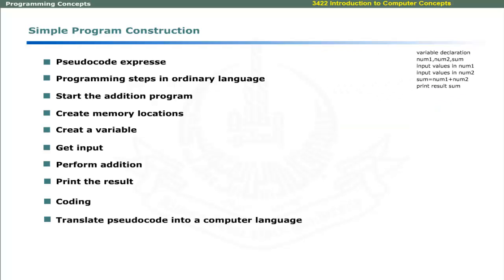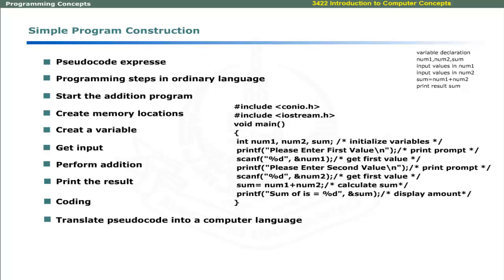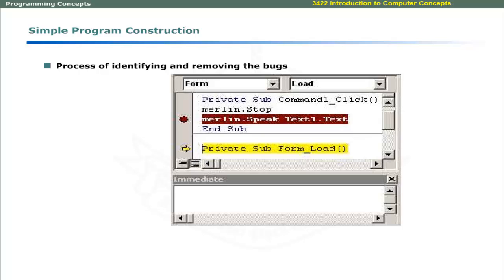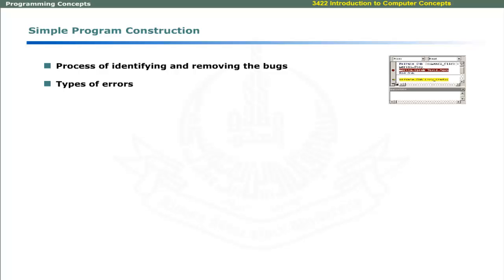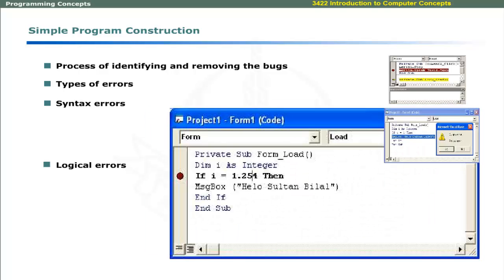Coding involves translation of pseudocode into a computer language. It may look like this in C language. The program may contain some errors or bugs, and the process of identifying and removing the bugs is called debugging. Two types of errors are syntax errors and logical errors.